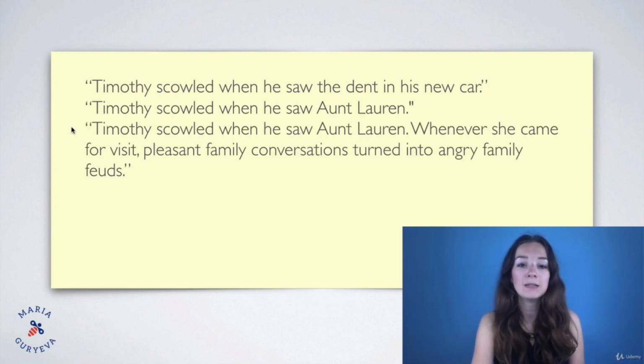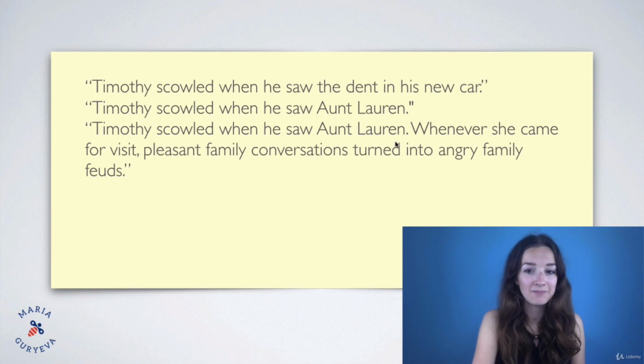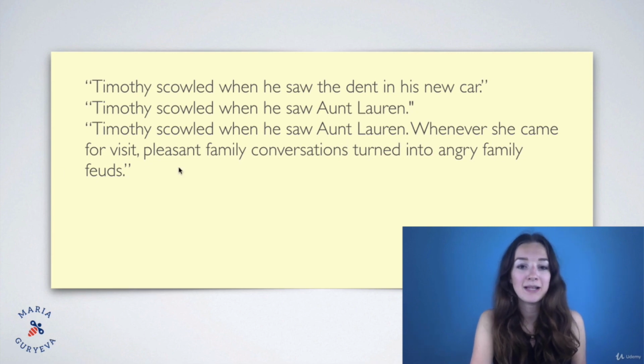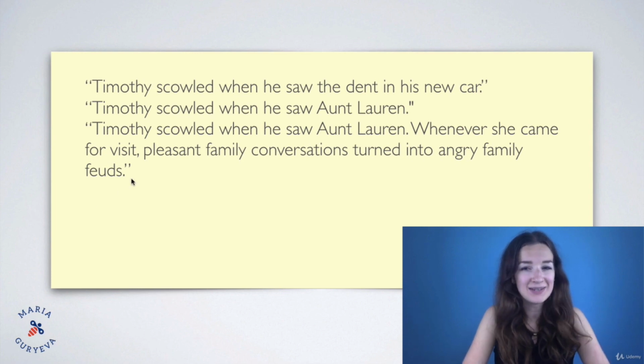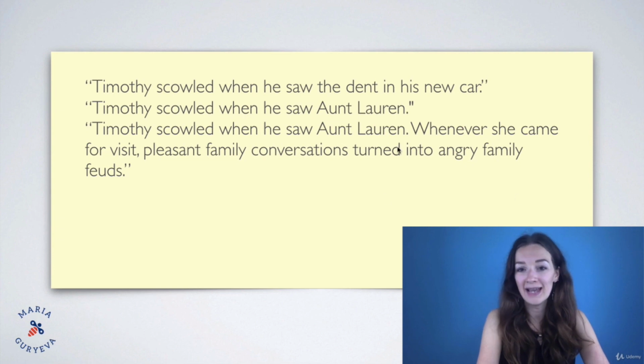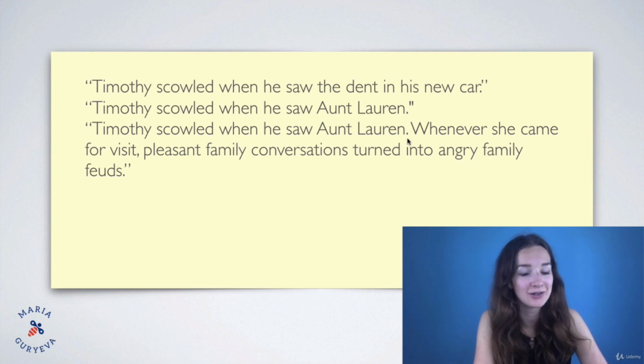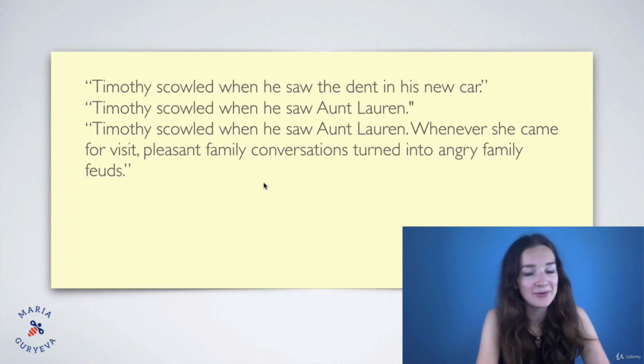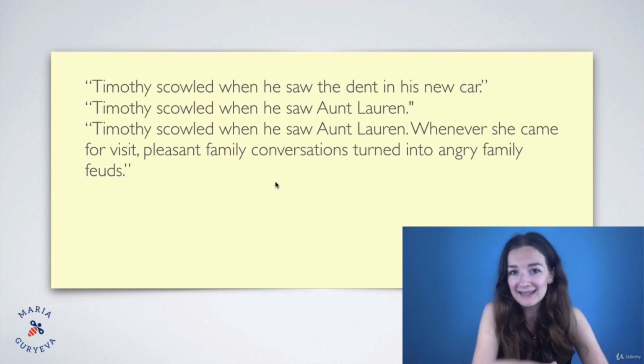For example, Timothy scolded when he saw Aunt Lauren. Whenever she came for visit, pleasant family conversations turned into angry family feuds. So now we see, right? If every time she comes to visit, they have a fight, then probably Timothy is not very happy to see her. So scold, again, we now see, is probably something that he does when he is upset, right? For example, his facial expression.